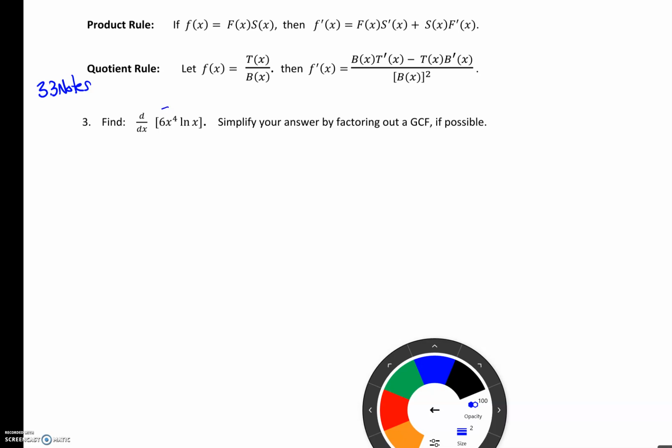Question 3 is asking us to find the derivative of a function that is written as a product. There is implied multiplication between the 6x to the 4th times the natural log of x. And if you didn't immediately see the product, ask yourself, where's the function sending the input?